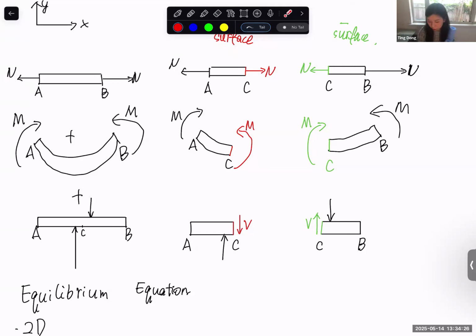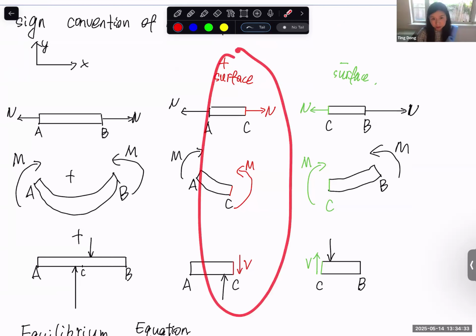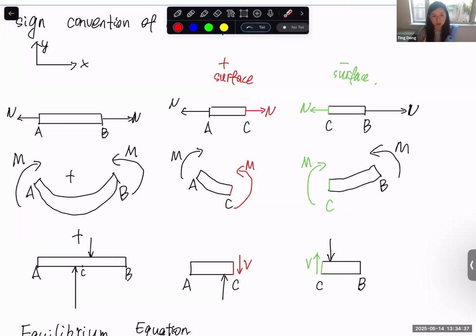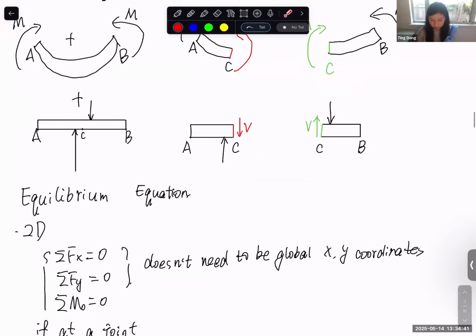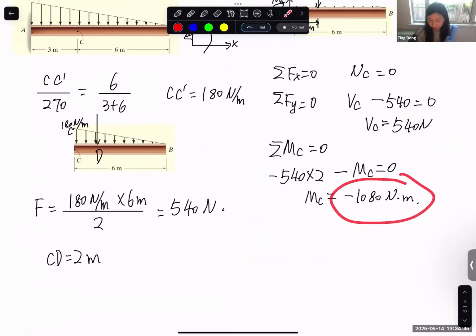So that's why we want to make sure that when we put the internal force on the positive surface and negative surface, you always follow the sign convention of the internal force. And when you do the calculation, we can make sure that no matter whether you use the left side or right side, you will get the same answer and the same sign, because for the internal force at a point, you should get the same answer either way.